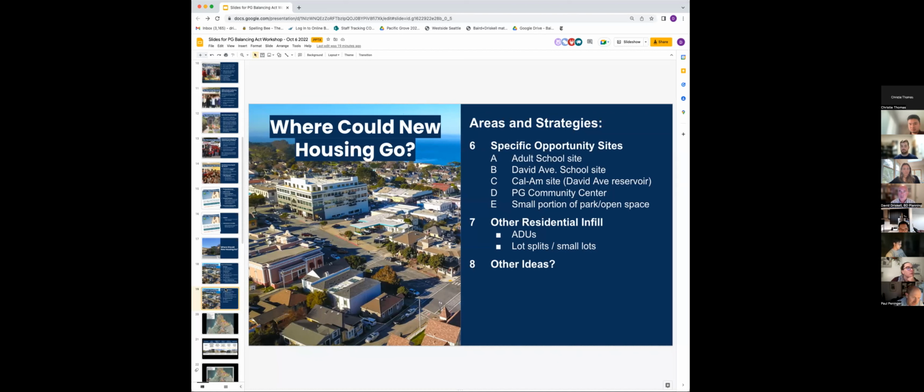And then number 7 are a lot of areas around town where there's opportunities for ADUs or opportunities for lot splits. And then there's the all important number 8, where you can put in additional ideas, things that are on your mind that aren't on that list, and also make other comments.